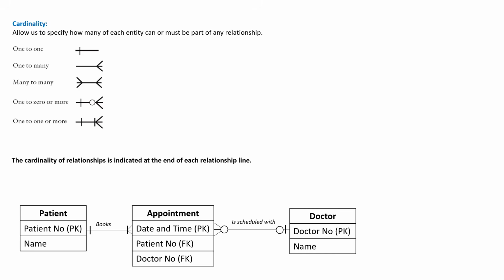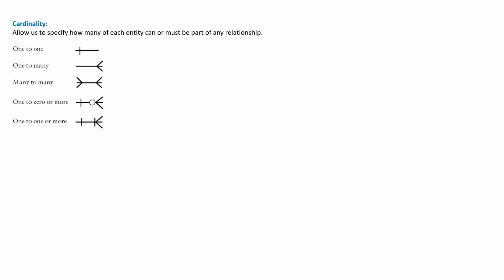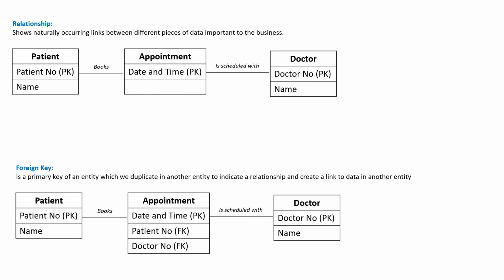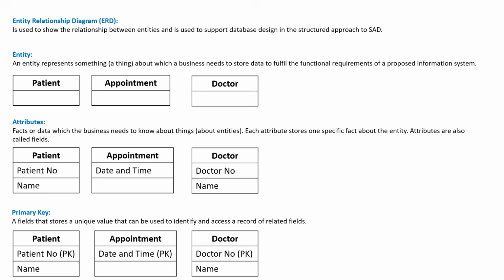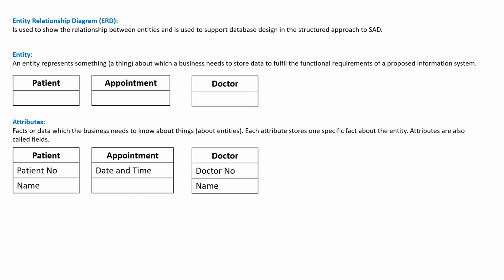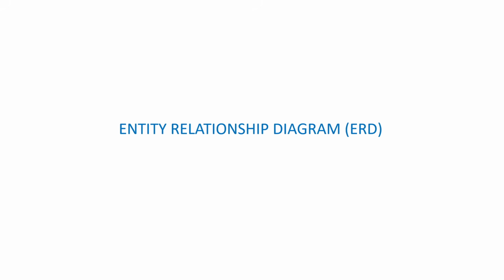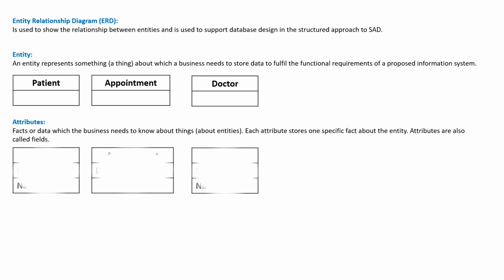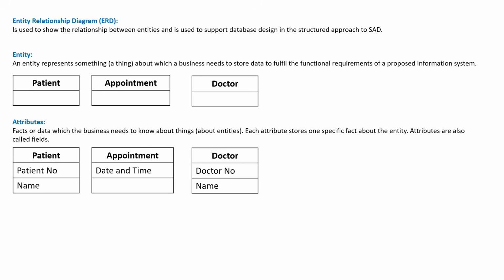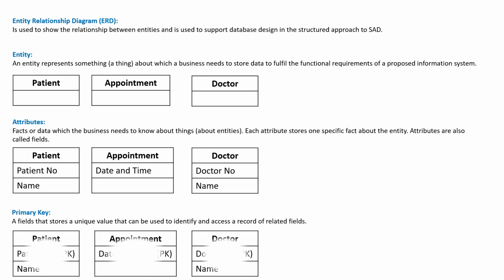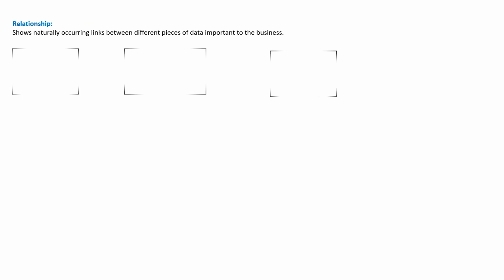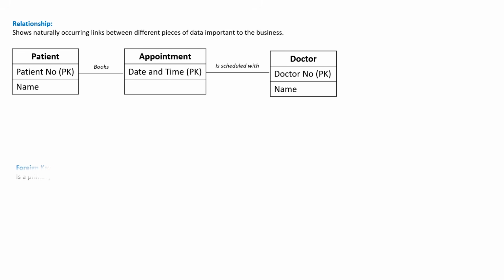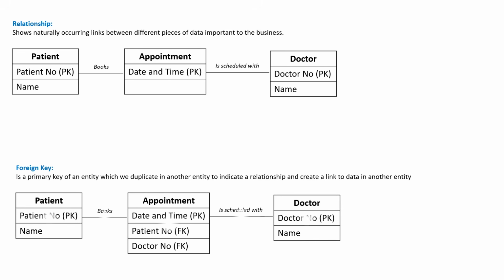All right, guys, I hope this gave you a bit of an overview. Some of these are terms that you need to know, and I hope this also gave you some insight into understanding an entity relationship diagram. Remember the key terms: entity, attributes, your primary key, your foreign key, your relationships, and your cardinality.